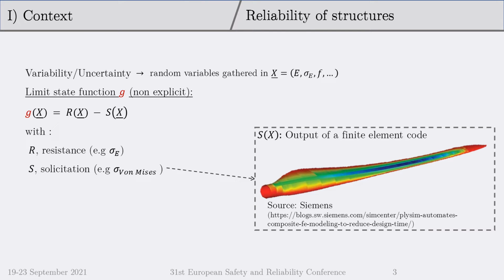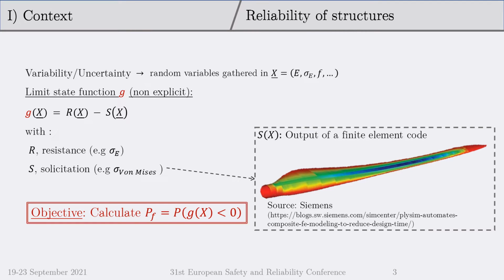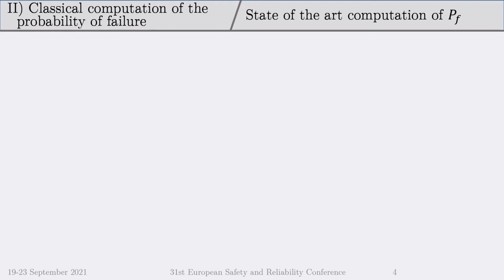So this solicitation may be the output of a finite element code, in which the mesh size is basically the size of an element on the structure. So the objective is to compute PF, which is the probability that G(X) is smaller than 0.